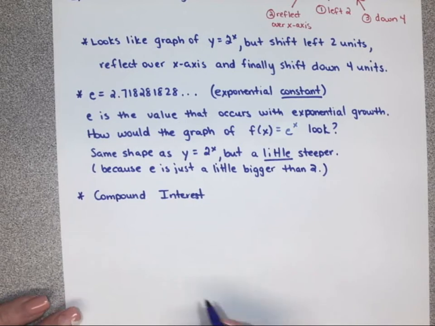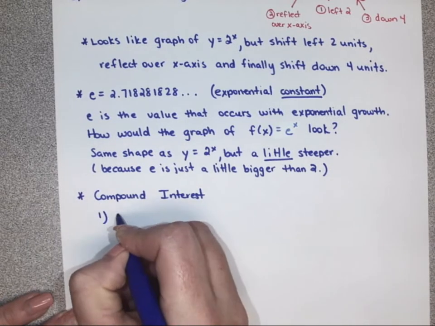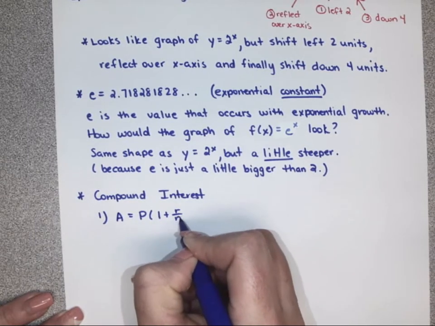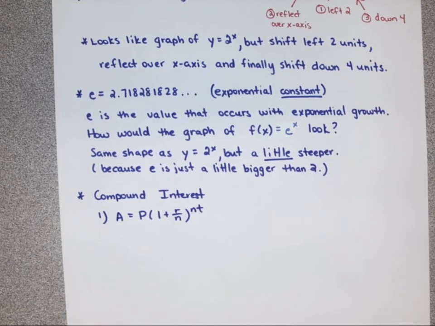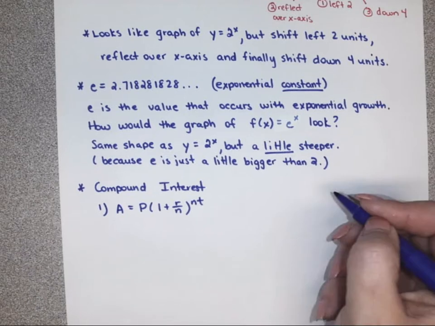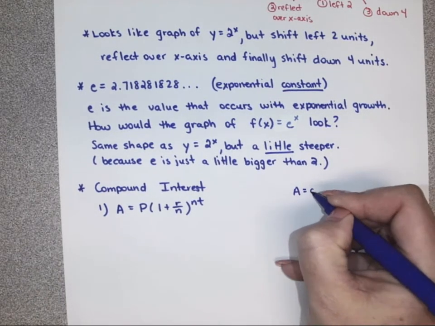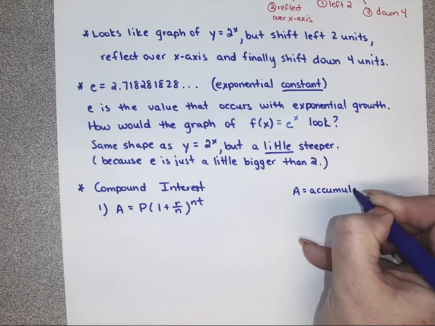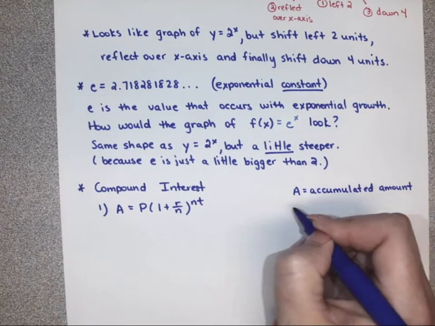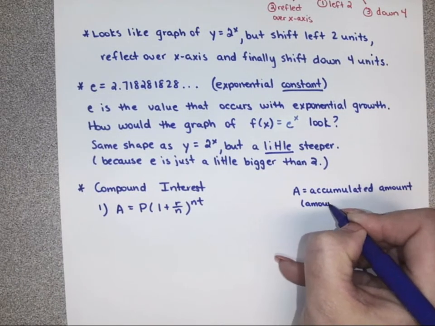So there are 2 formulas that we use when we talk about the interest that an investment can earn. And one of them looks like this. I'm going to read that to you, and then we're going to talk about what all the variables mean. A equals P times parentheses 1 plus r over n, and then raised to the nt power. Off to the side, let's write down what everything is. A stands for the accumulated amount. That's why it uses the letter A, but it's basically the amount after time t.